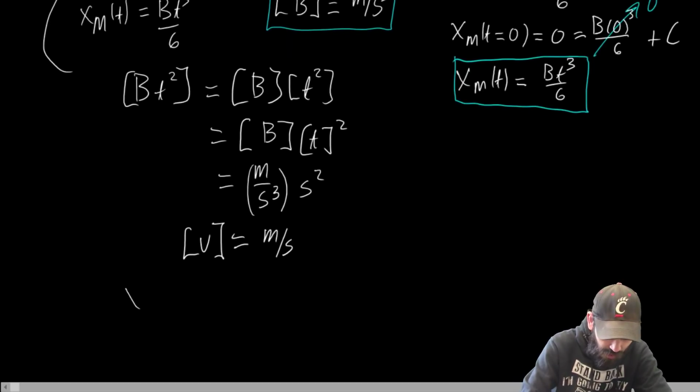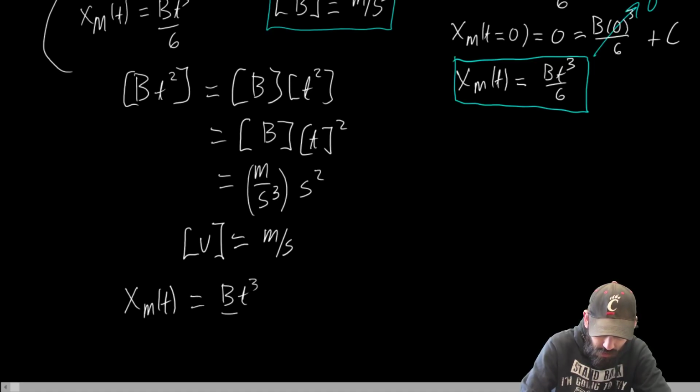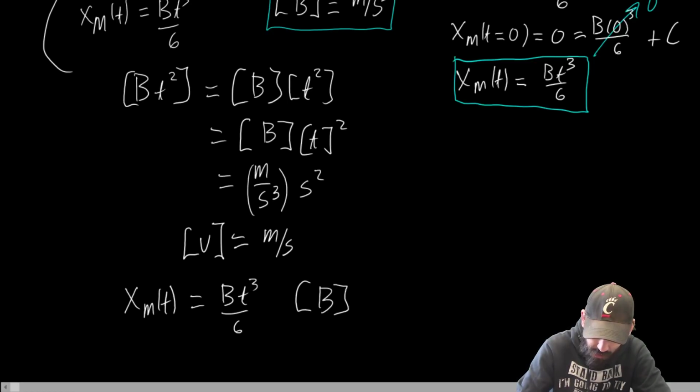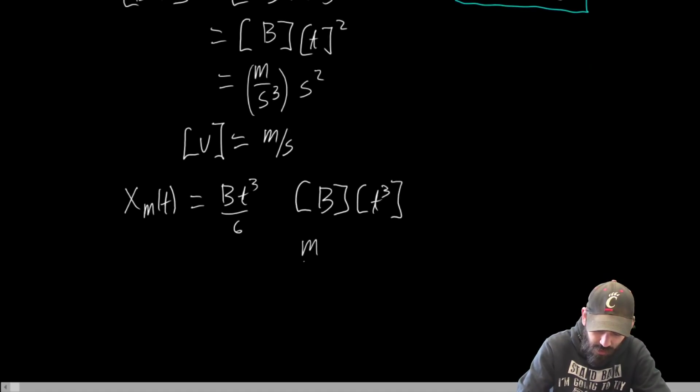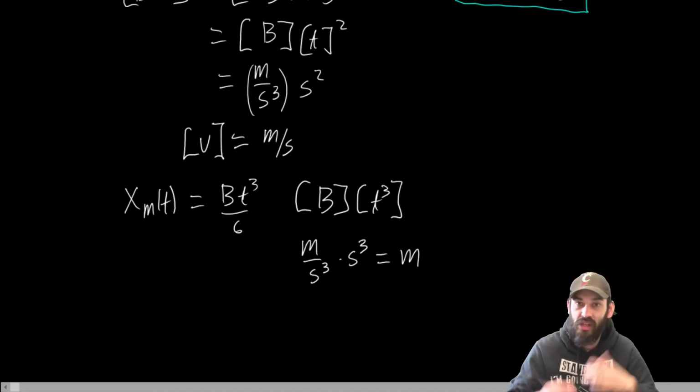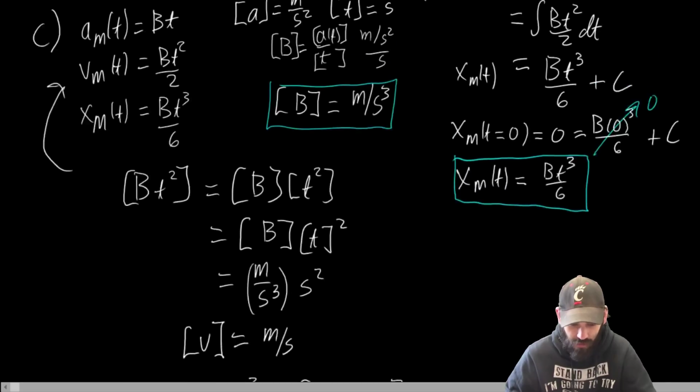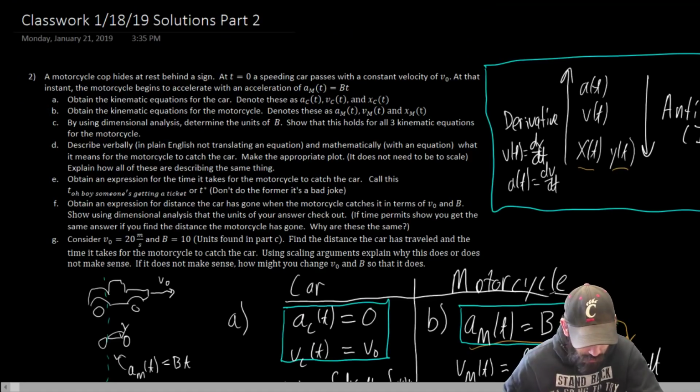Let's do the last one. And so we have x sub m of t is equal to bt cubed over 6. We want to find the units of b times t cubed. Okay? And you guys can already see where this is going. This is going to be meters per second cubed times seconds cubed, and this is going to give us units of meters, exactly as we expect they should. Perfect. All right, so let's continue on then.